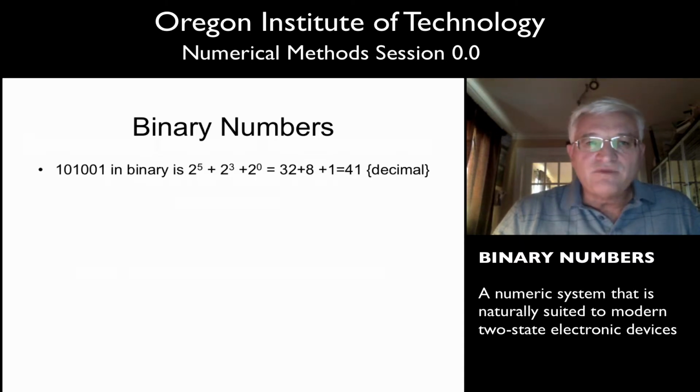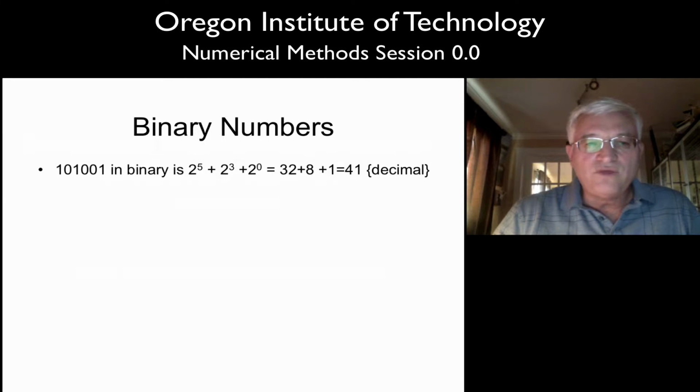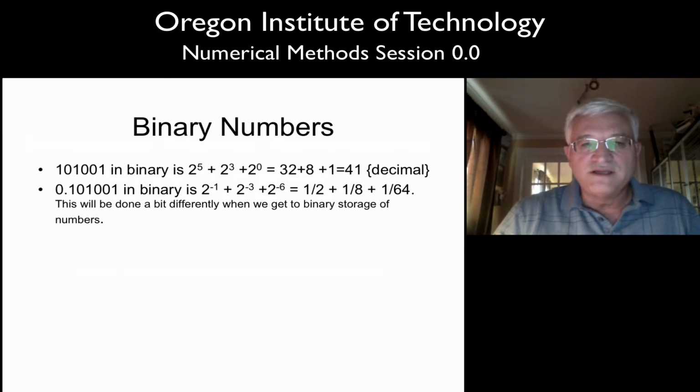We've already seen that before, but let's go back over it again. If we have an array of zeros and ones, we can interpret that as a binary number by using each number as representing a power of 2. So you can see the example here that that binary number would be 41 decimal.